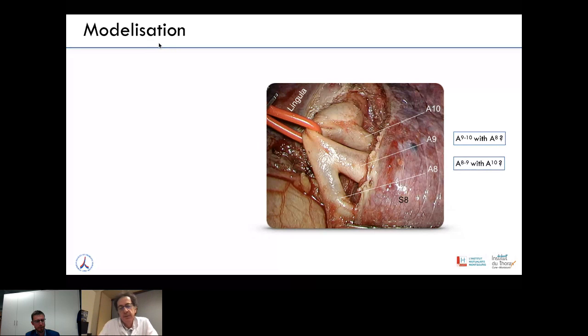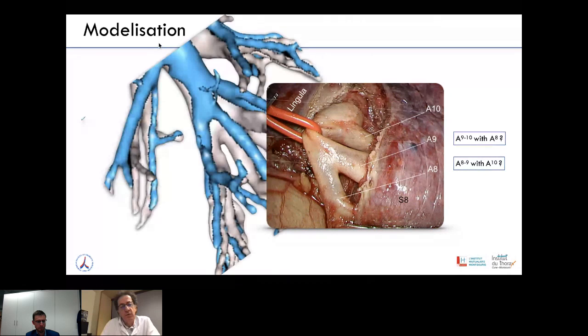Of course, for the artery to segment 8 it is more or less obvious, but for the other ones, you don't know exactly. So if you perform just a segment 9-10, you will be in trouble to decide which artery you have to divide. If you have a kind of map like this, it becomes much more obvious. So I don't say that modelization is absolutely necessary for any type of segmentectomy, but for all the complex segmentectomies, especially for the basilar segments, it's, in our point of view, almost mandatory.